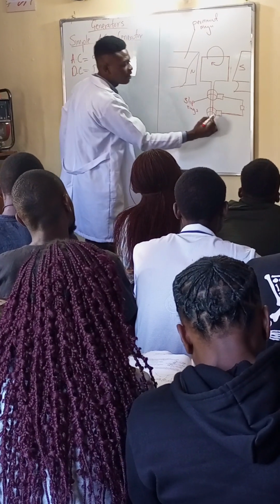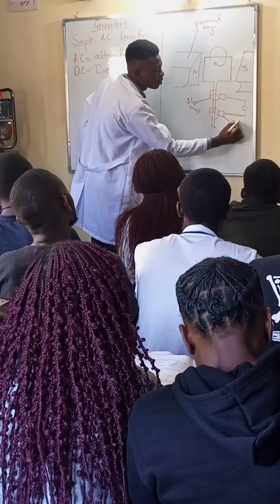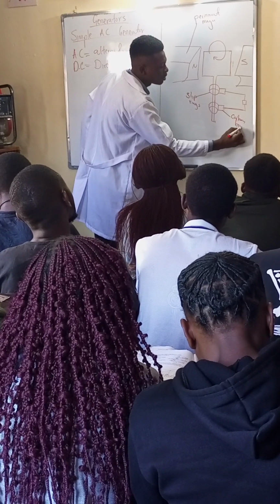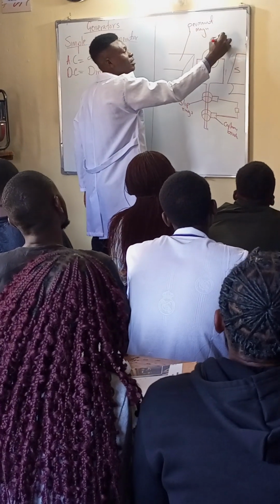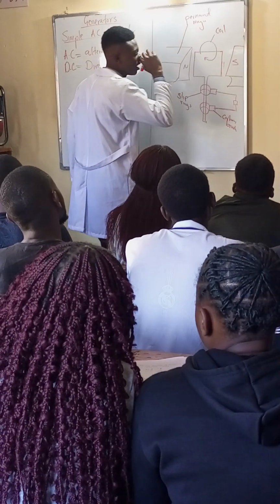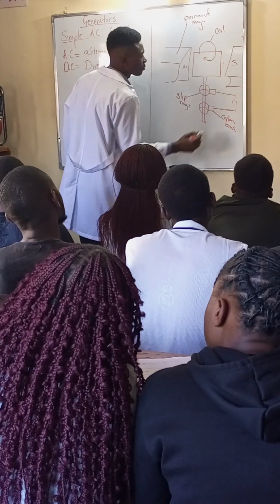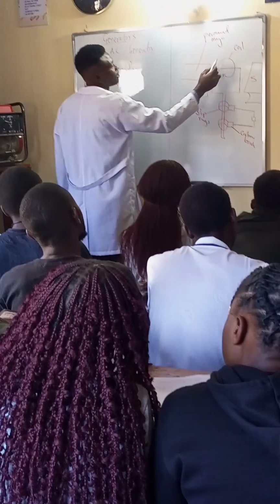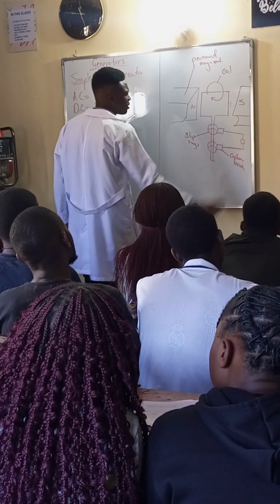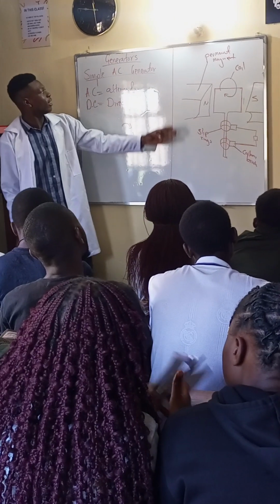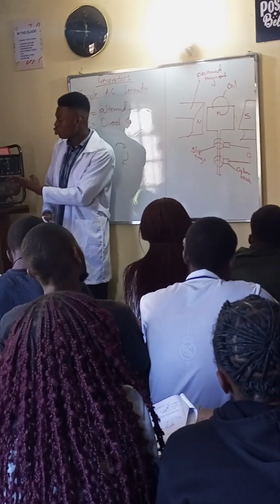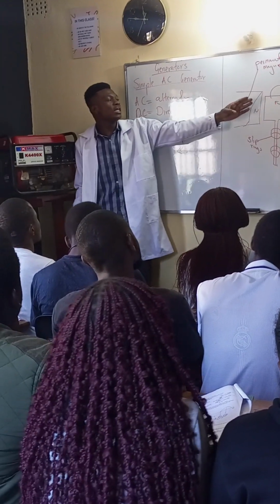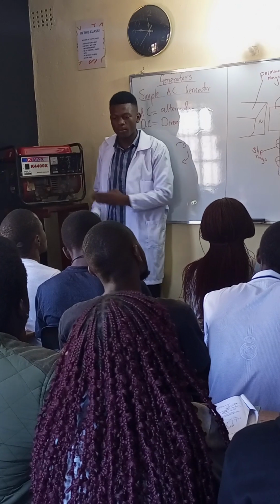Then these, they are called what? Carbon brushes, like this. Then what do you call this as it is turning? It's a coil, right? Yes. Then what else? This is a permanent magnet, right? Yes. So how can you explain how electricity is going to be produced when you talk about the generator?